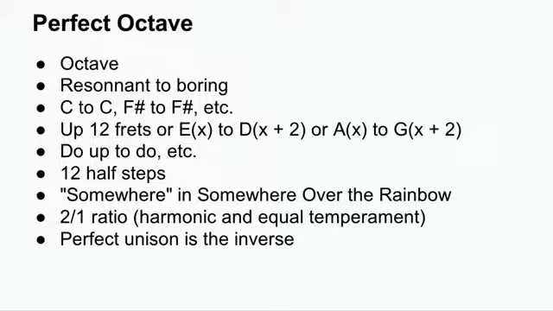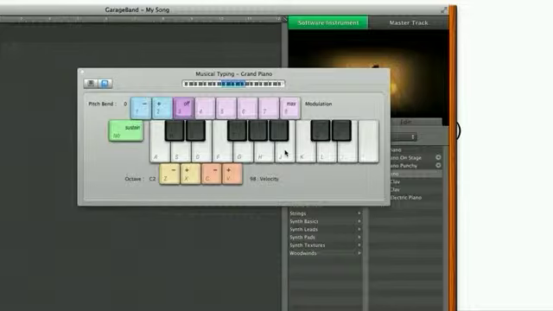And then the last interval that we'll cover is the perfect octave. This is the inverse of the perfect unison. It's very resonant. It's the same note except up an octave.